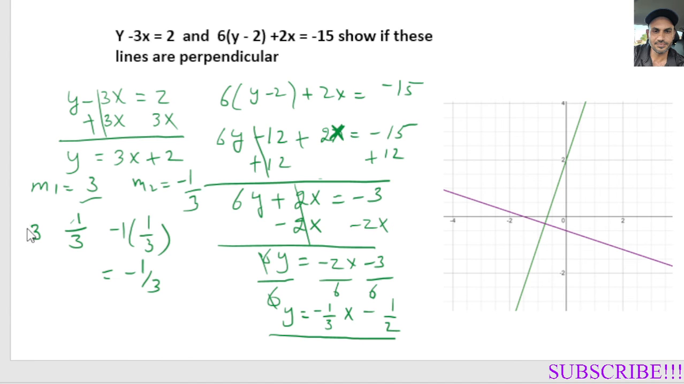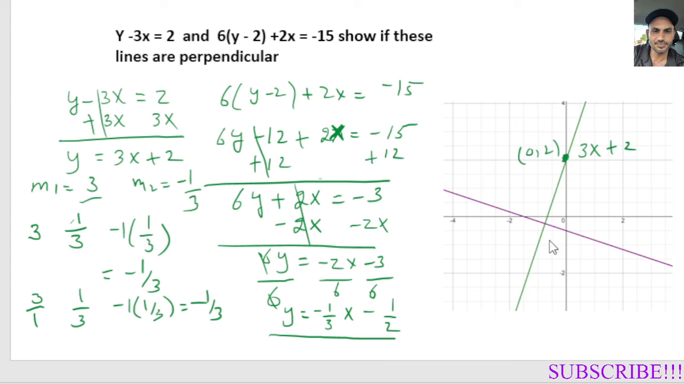The other way to do it would be taking 3 and putting 1 underneath like that, then flipping it becomes 1/3, and then multiply 1/3 with negative 1 gets you negative 1/3. All right, so these are the graphs of these two lines. The one with the positive slope, this is in the green, 3x plus 2. This right here, 2, is the y-intercept of this line, which is 0, 2.